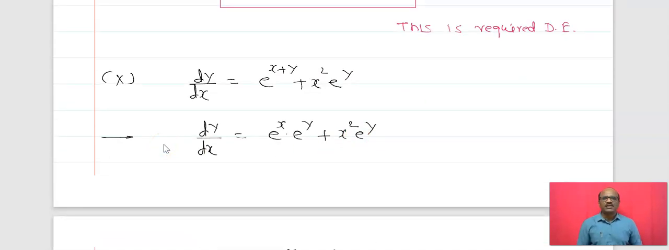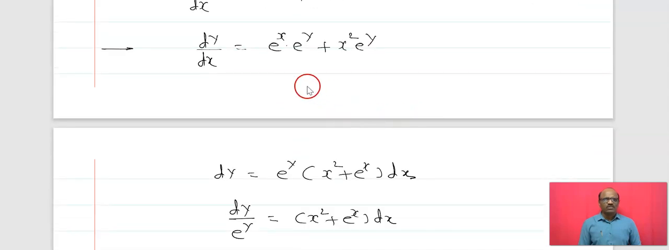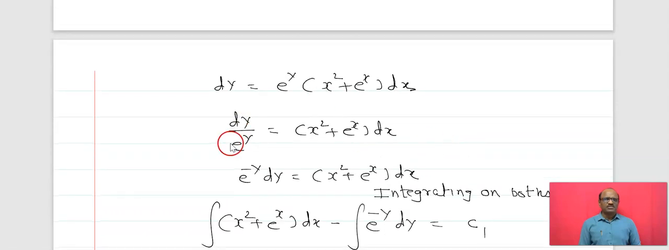Now the problem number 10. dy by dx is equal to e raised to x plus y plus x square into e raised to y. Again e raised to x plus y can be written as e raised to x into e raised to y plus x square into e raised to y. Now simplify this: dy is equal to, take e raised to y as common, then in bracket you will get x square plus e raised to x, into dx. Now separate the variables, that is divide on both sides by e raised to y.